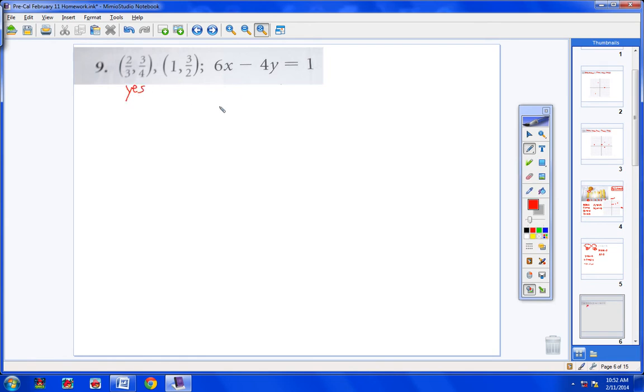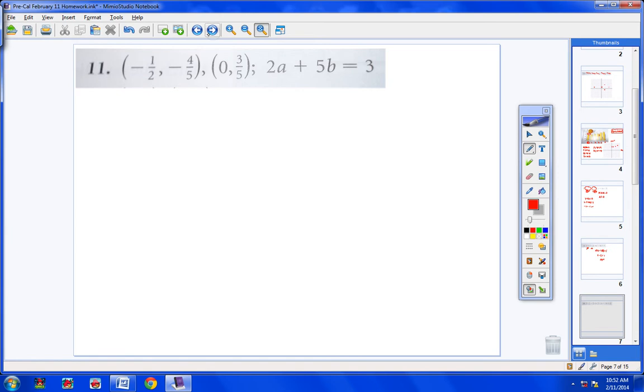Now let's try our next ordered pair. 6 times 1 minus 4 times 3/2 equals 1. Well, 6 times 1 is 6, and 4 times 3/2 is 6. So 6 minus 6 equals 1, 0 equals 1. No, that's not true. So the answer would be no for this ordered pair. All right, let's move on to number 11.